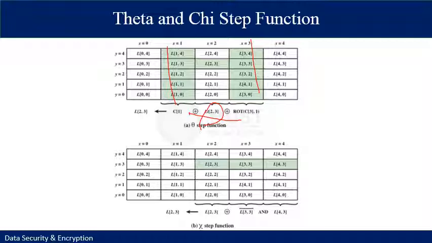The pi step provides the permutations. Lanes that are along the same diagonal, increasing in y value going from left to right prior to the pi, are arranged on the same row in the matrix after the pi is executed. The pi step is a permutation of lanes, and the lanes move position within the 5 cross 5 matrix.